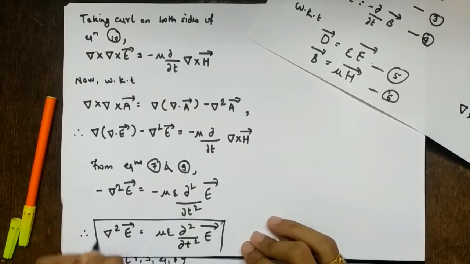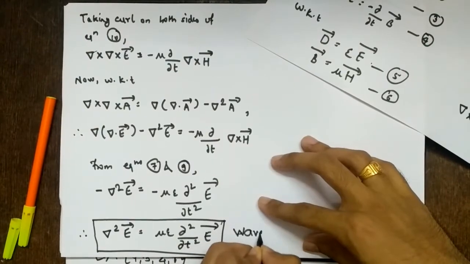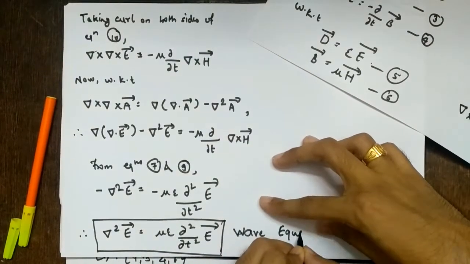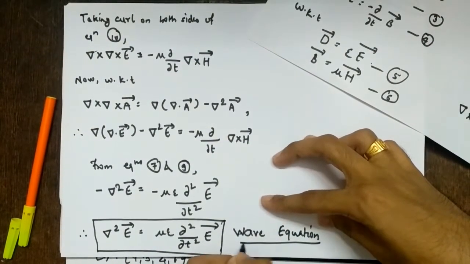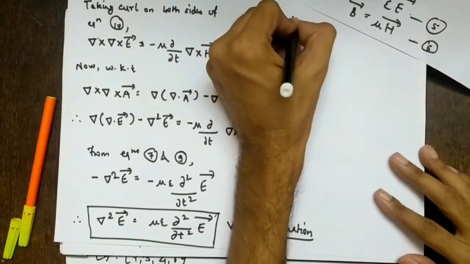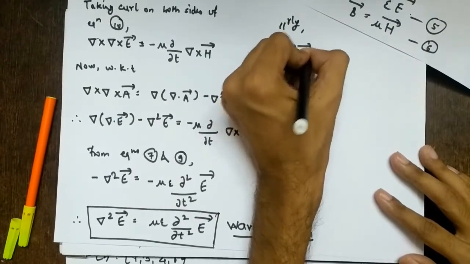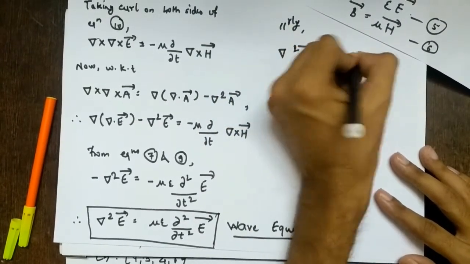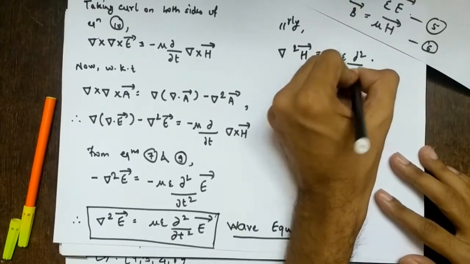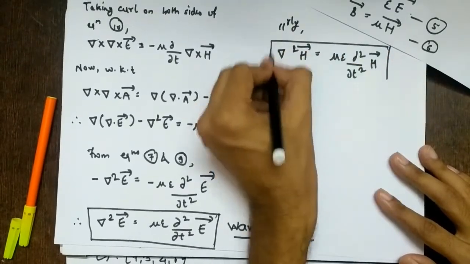So this is our very important equation called the wave equation. Fine. Similarly, del square H vector equals mu epsilon del square by del t square H vector. So how can you prove it for the H vector?